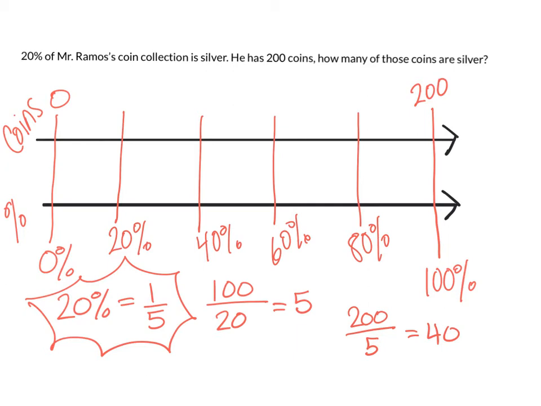So if 20% of our coins is 40, our next group would be 80. Our next group would be 120. Our next group would be 160. And then to have 100% of our coins accounted for, we would need 200. Now, if we look at our double number line, our original question, he has 200 coins. How many of these coins are silver? If 20% are silver, we can look very clearly at our double number line here and say 40 of Mr. Ramos's coins are silver.